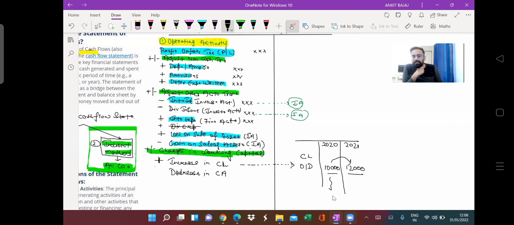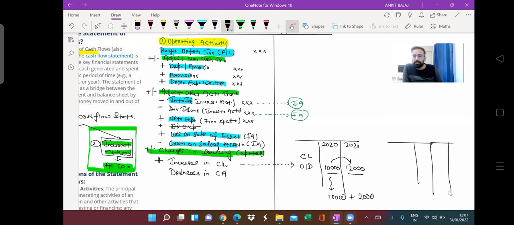Previously it had received 10,000 and now the liability is 12,000. It means the company has additionally received 2,000 rupees from the bank, right? So whenever there is an increase in liability, we will be adding that increase in the cash flow statement in operating activity. Similarly, when there is a decrease in current asset, now I will take the example of current asset, right?